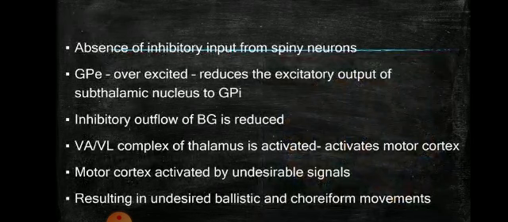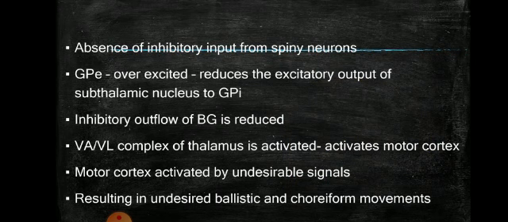Now in this disease, what happens is the globus pallidus externus gets overexcited. The GPE, if you are able to recollect, was lying in between the putamen and the globus pallidus internus. So when the GPE gets overexcited, it reduces the excitatory output of the subthalamic nuclei to the globus pallidus internus. The inhibitory outflow of the basal ganglia is reduced. The thalamic nuclear group is activated, and it in turn activates the motor cortex.